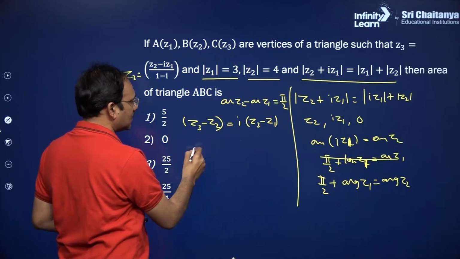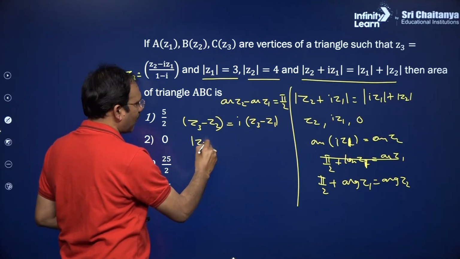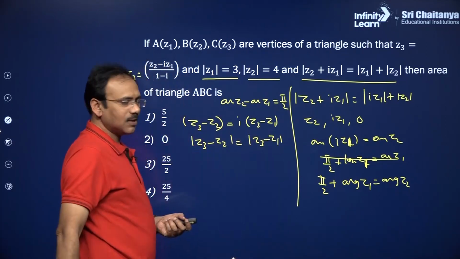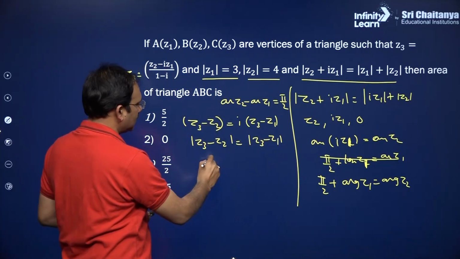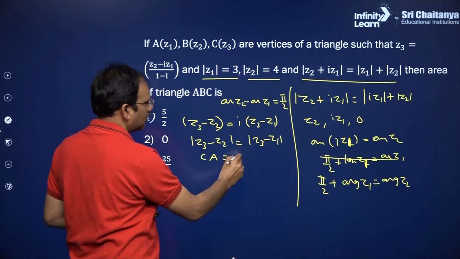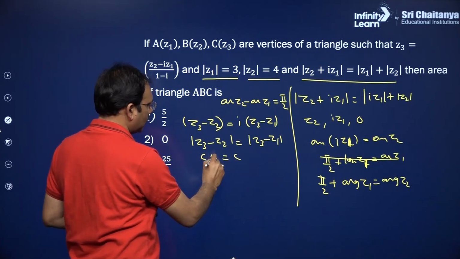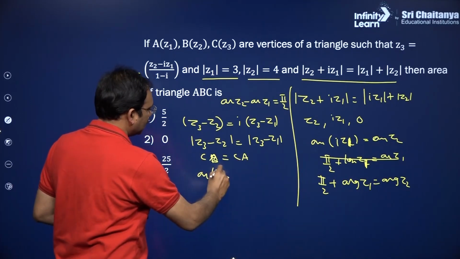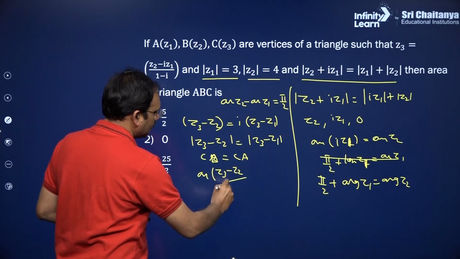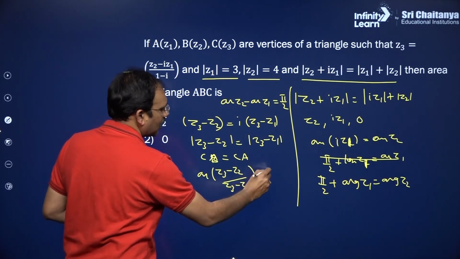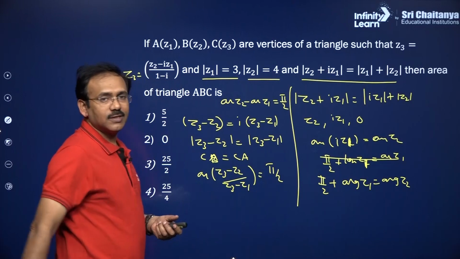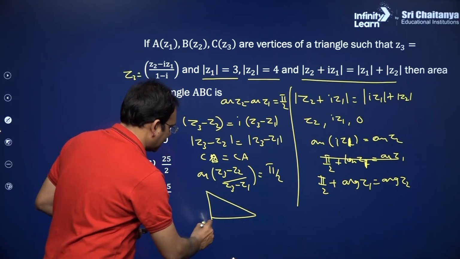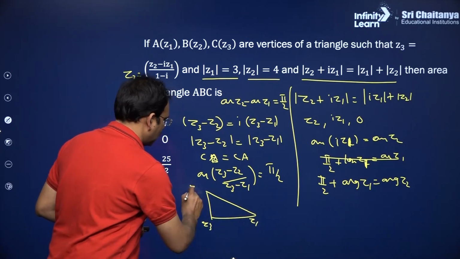So from which I can say that the first point is mod Z3 minus Z2 is equal to mod Z3 minus Z1. So if they are A, B, C, this is CA is equal to CB. Second point, argument of (Z3 minus Z2) by (Z3 minus Z1) is argument of i, which is pi by 2. That means they form a right angle triangle, my dear friends.